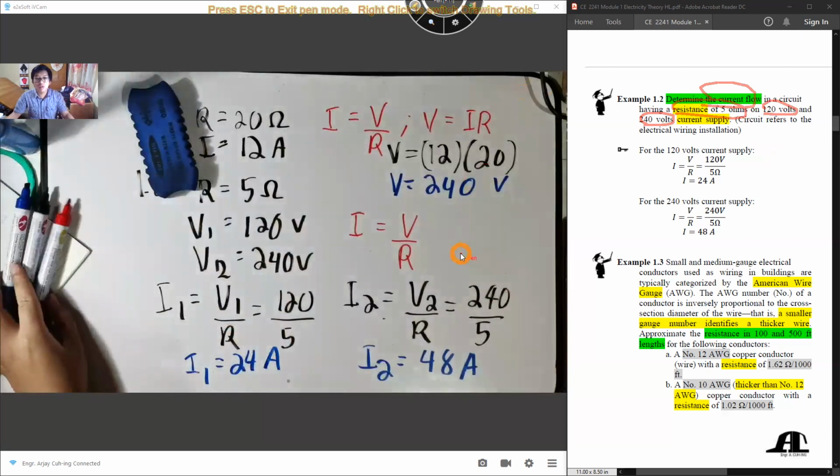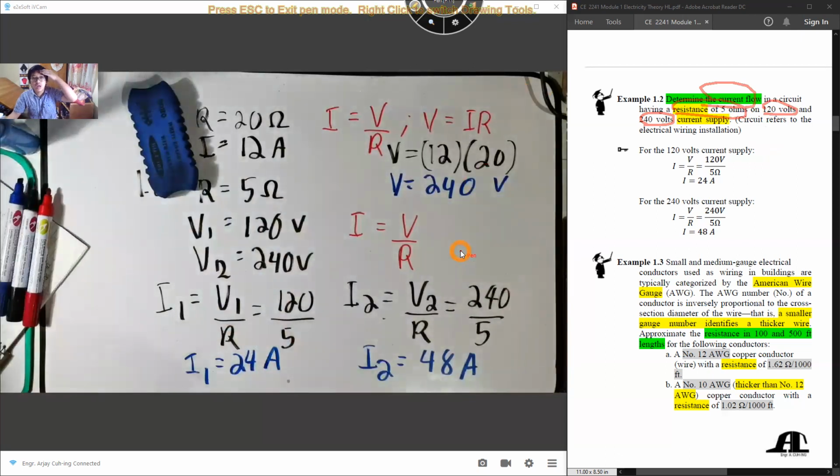So, dire-diretso lang tayo class. So, wala namang bago dun class. Parang dito lang class, dapat alam natin yung main formula. So, ang main formula lang natin class, current is directly related to voltage and inversely related class to resistance. Okay? Tapos minamanipulate mo lang siya class algebraically. So, isa lang yung formula natin class. I is equal to V over R.